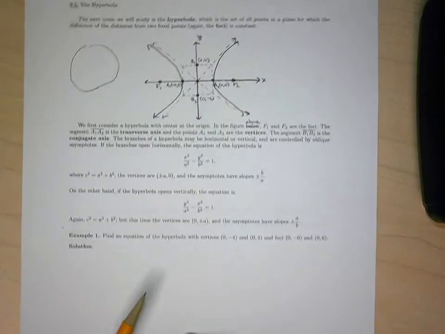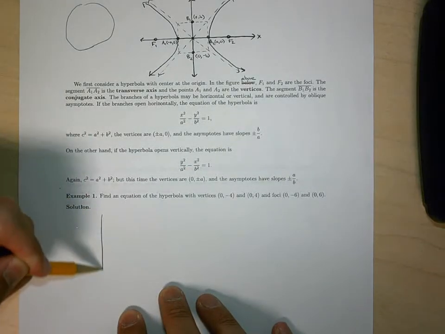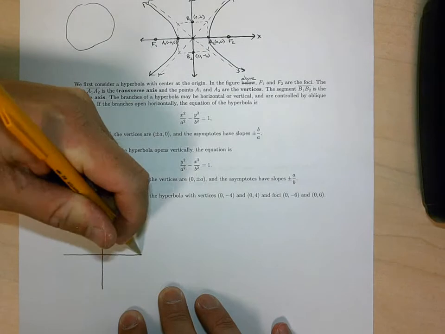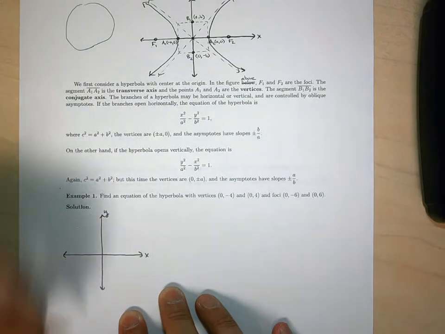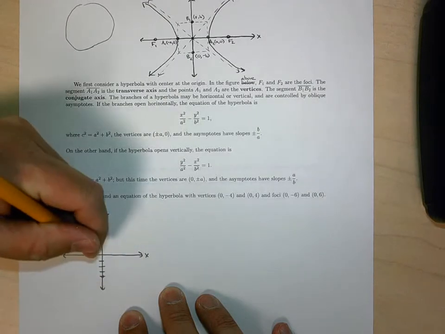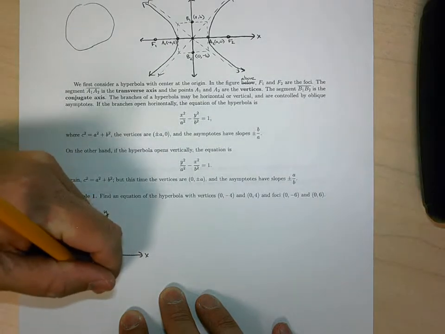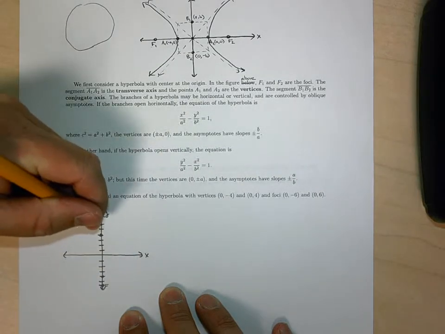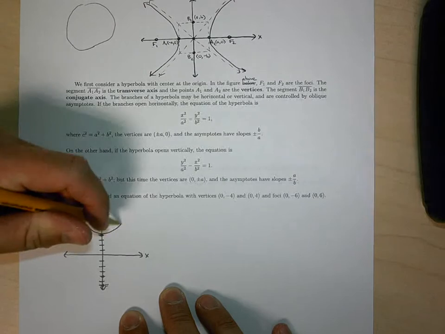In this first example, we're going to find an equation of the hyperbola with vertices 0, negative 4, and 0, 4, and foci 0, negative 6, and 0, 6. Strictly speaking, we're not asked to sketch this hyperbola, but it might be instructive to do so. I don't even mean a good sketch, just something crude so that we can see what we're working with. So the vertices are 0, negative 4, and 0, 4. And the foci are at 0, negative 6, and 0, 6. The fact that the vertices are vertical with each other tells us that this hyperbola opens vertically.